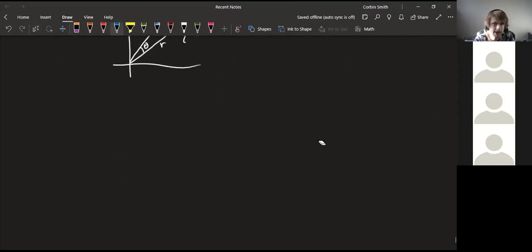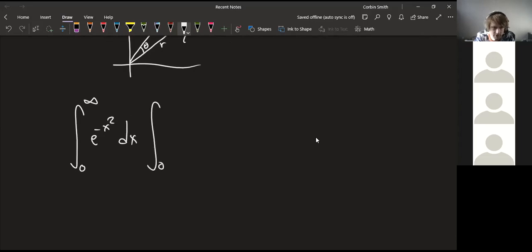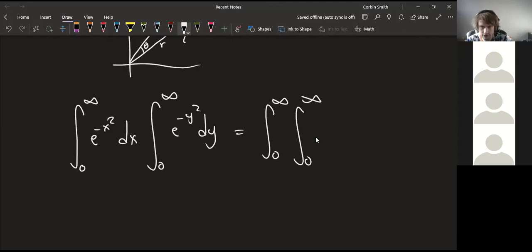So let's return to this integral here: the integral from 0 to infinity of e to the minus x squared dx times the integral from 0 to infinity of e to the minus y squared dy. Since the first integral is completely independent of y, we can rewrite this as the integral from 0 to infinity of the integral from 0 to infinity of e to the minus x squared plus y squared dx dy. Basically, I'm just pulling the integral to the side, pulling the dx to the other side, and then combining e to the minus x squared and e to the minus y squared.